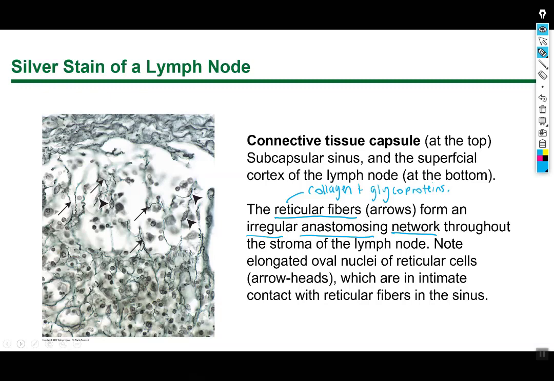Stroma is just a generalized word for the parenchymal cell population of an organ. So you can see the nuclei over here. And these reticular cells, which are the arrowheads, have a characteristic oval-shaped appearance compared with the lymphocytes, who have round nuclei. So those reticular cells, also called reticuloendothelial cells, are going to be in contact with the reticular fibers.